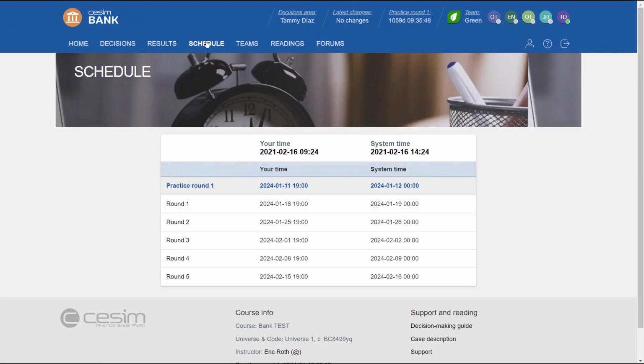On the schedule page you see the deadlines for the different rounds. Keep in mind that you must complete the decisions before the deadline for the round, because at this time the system collects the decisions from the different teams and calculates the results.